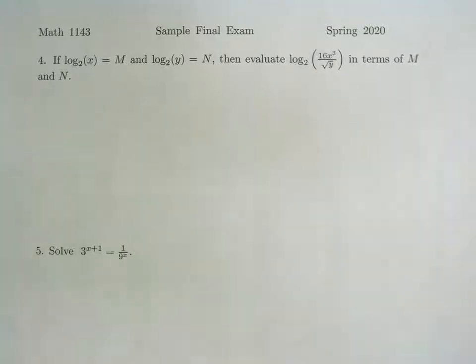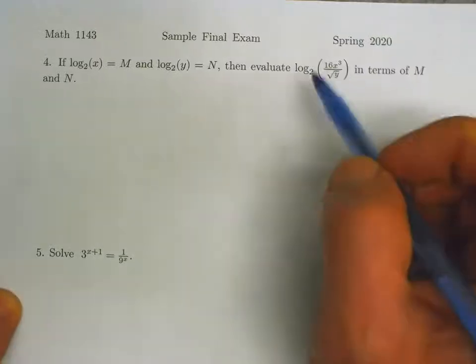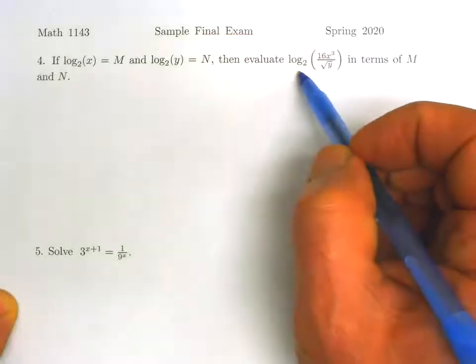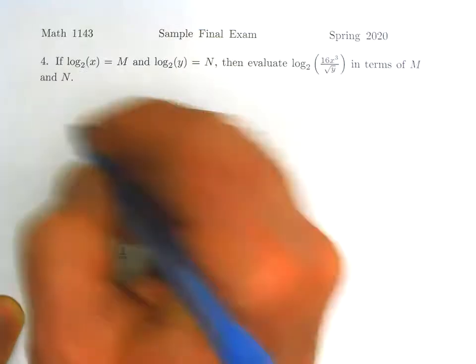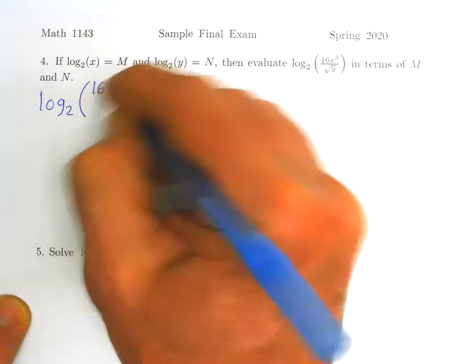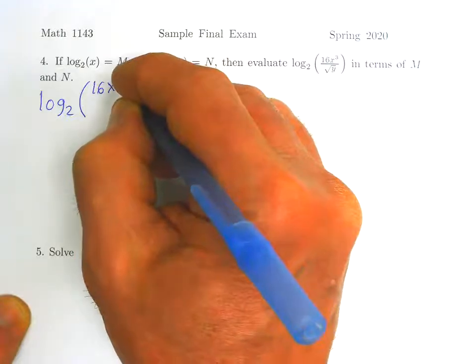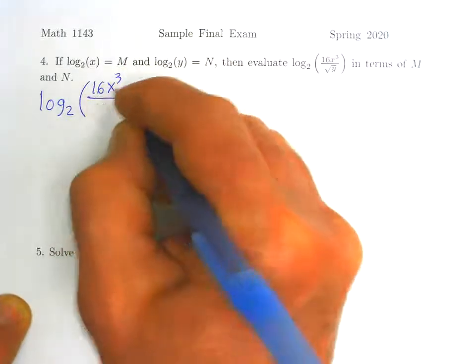So this one says if the base 2 logarithm of x equals capital M and the base 2 logarithm of y equals capital N, then evaluate the base 2 logarithm of 16x to the third divided by the square root of y in terms of capitals M and N. So on this one, we'll first expand the base 2 logarithm of this quotient. So I'll write it out the way that it starts with. The base 2 logarithm of 16x to the third over the square root of y.